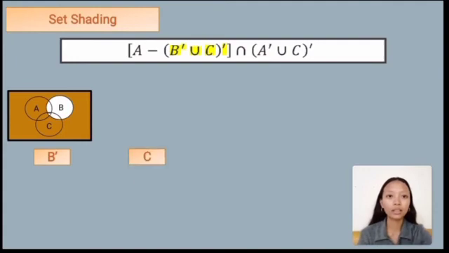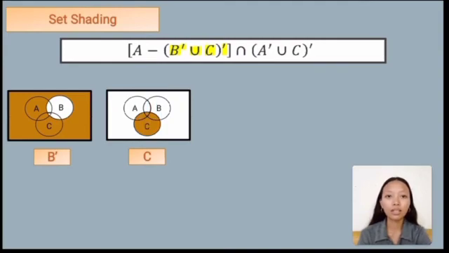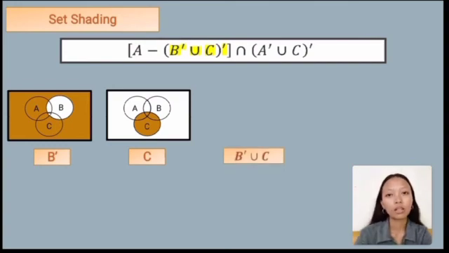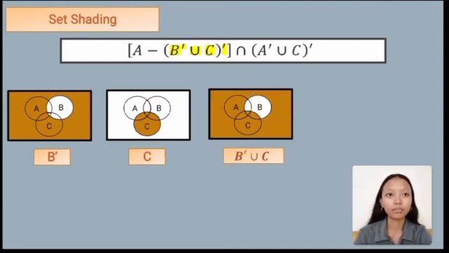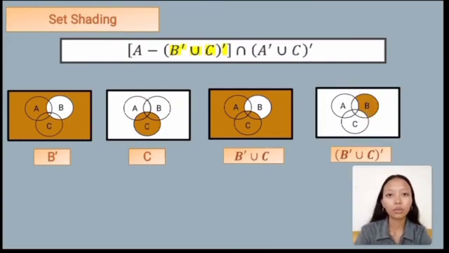Next is set C. For this, we're gonna shade everything in the set C. Next is B prime union C. For this, we're gonna shade all of the regions we shaded for B prime and for the set C, which will look like this. Next is the open parenthesis B prime union C close parenthesis prime. For this, we're going to shade the set B only.